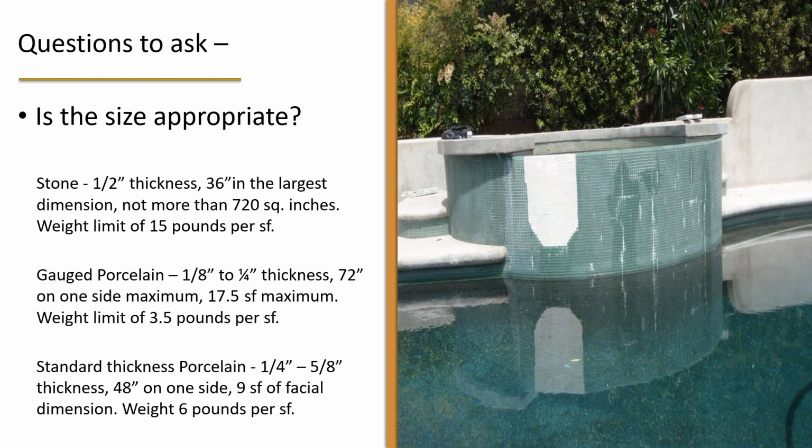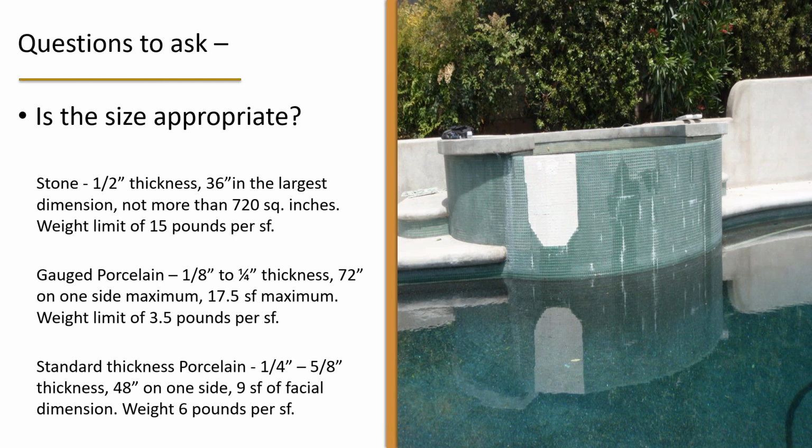Also, we have to say, is the size appropriate to an exterior application? Now, on floors, on horizontal surfaces, it doesn't matter much, but on vertical surfaces, the codes have specific requirements. Stone can be no more than a ½ inch thick, can be no longer than 36 inches in the largest dimension, with not more than 720 square inches of facial dimension.